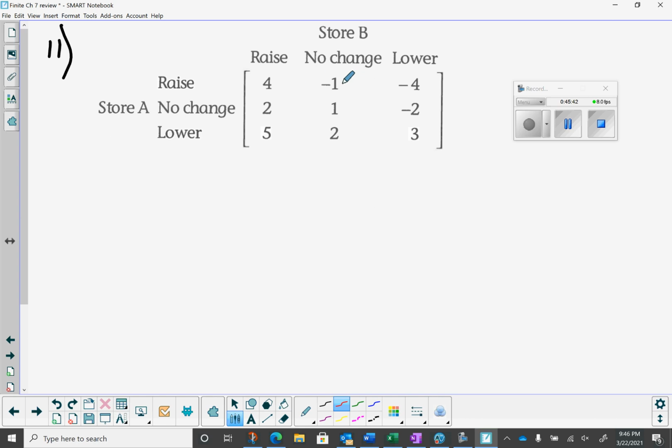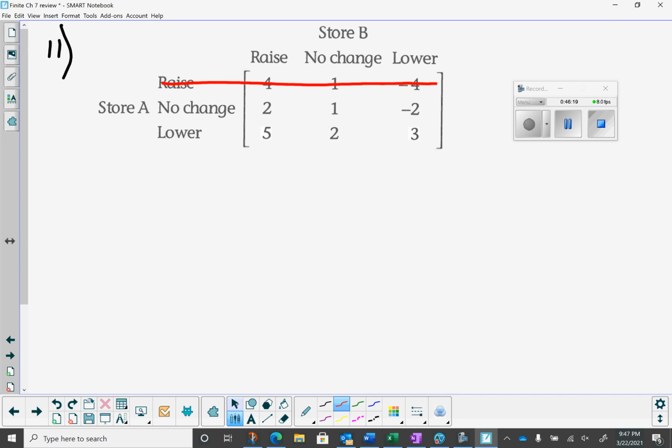Raising prices means, depending on what store B does, 2 out of the 3 scenarios, we're losing customers. If we don't change our prices, there's only one scenario where we lose customers. If we lower our prices, everything's a winner. So we're going to say we're going to try and not raise prices. So for store B, yeah, pretty much the same thing. If we raise our prices, we lose every single time.